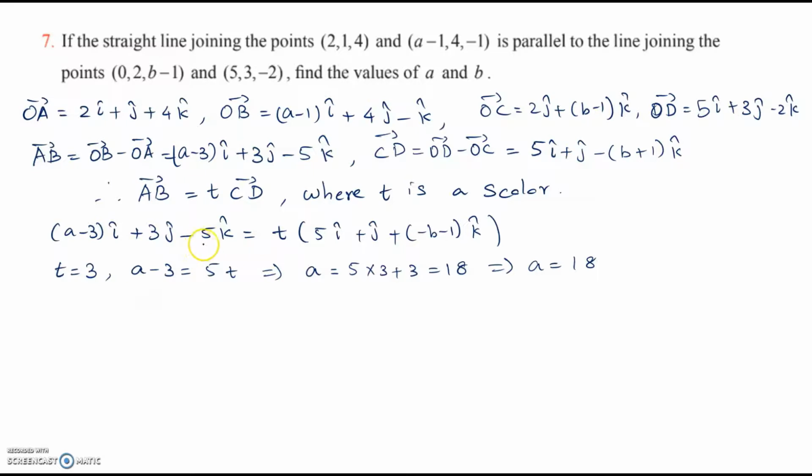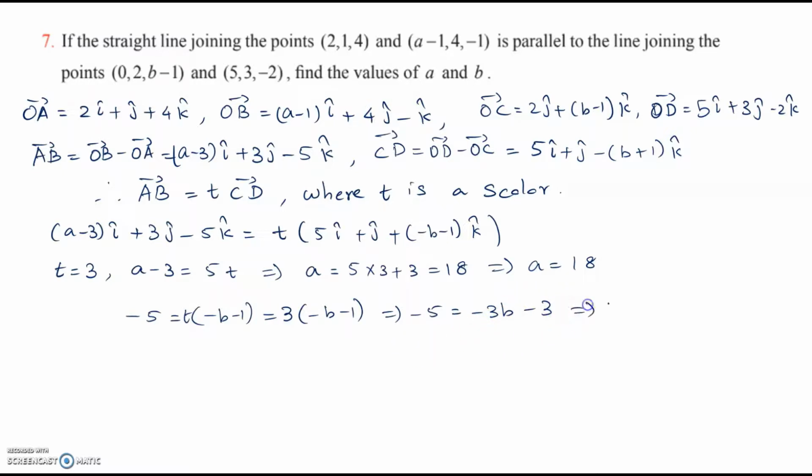And then similarly, minus 5 should be equal to minus T times minus B minus 1. So minus 5 is equal to minus T times minus B minus 1, which is equal to 3 times minus B minus 1, which means minus 5 is equal to minus 3B minus 3.